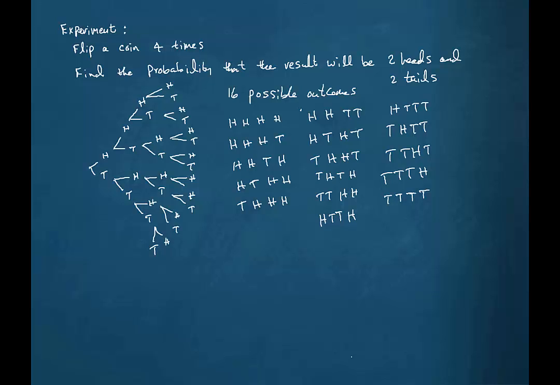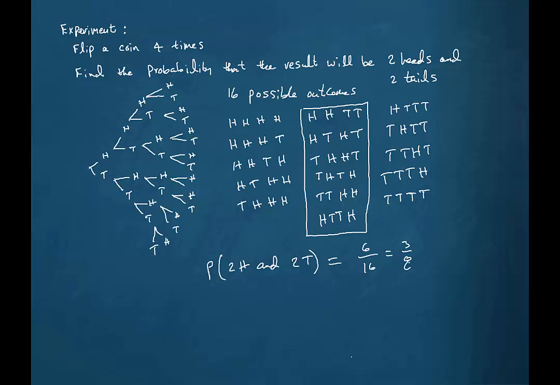And what we find is that 6 of those, these listed here, have that particular characteristic, that we have 2 heads and 2 tails. So the probability that we would have 2 heads and 2 tails would be 6 out of 16, or 3 out of 8. Now we understand this theoretical probability. But what we want to do now is design a simulation that allows us to estimate this probability.